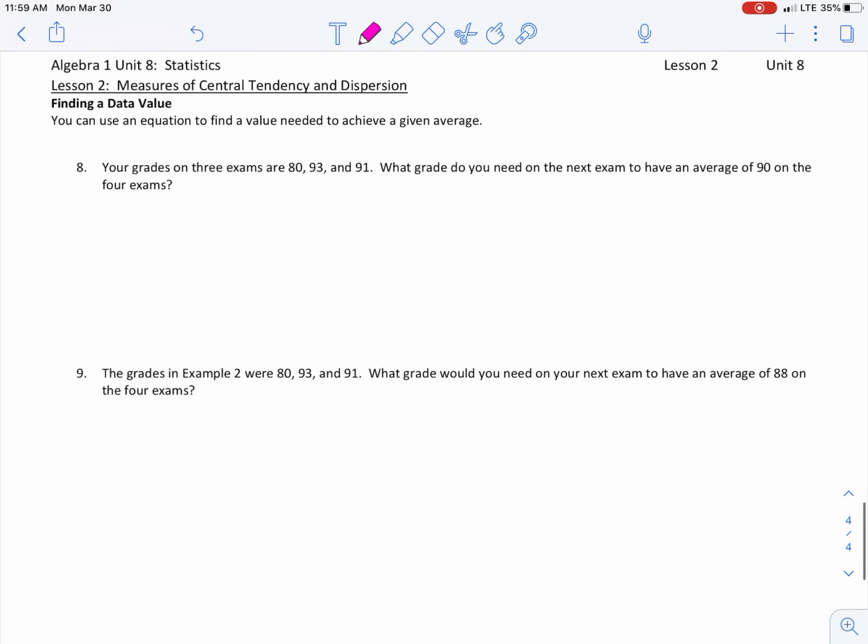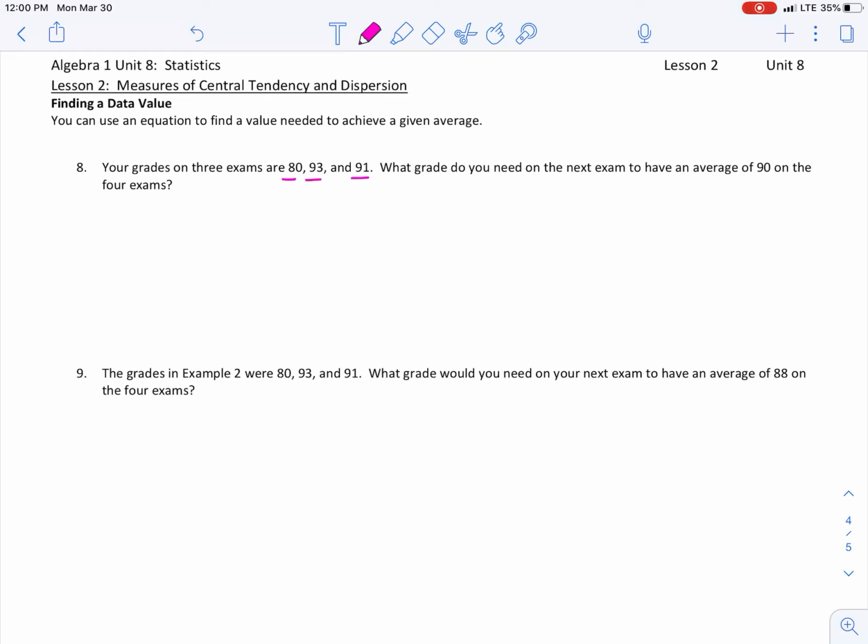These are important questions. They show up a lot on SAT and are also just very good questions to know. It's kind of using what we've talked about and setting it into real life. So your grades on 3 exams are an 80, a 93, and a 91. What grade do you need on the next exam to average a 90 on your 4 exams?